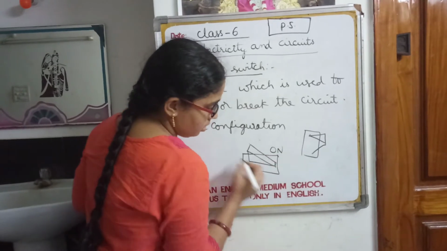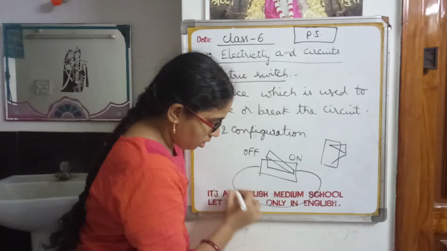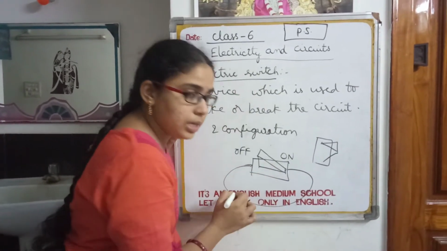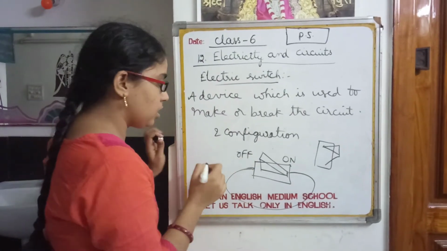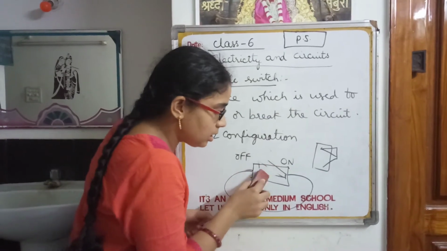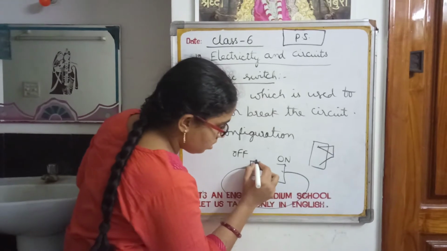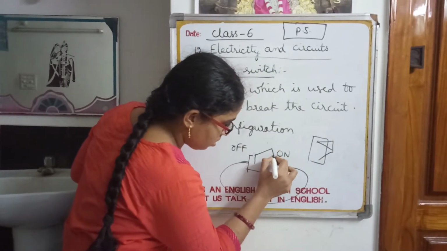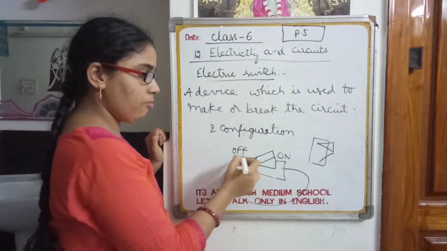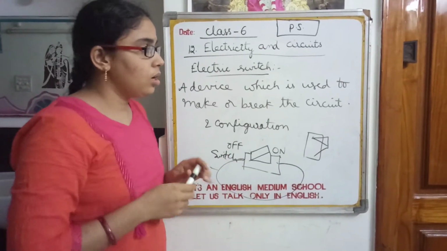So let us consider this is on, this is off. If the switch is in on position, then in whatever circuit it is connected, it allows the current to pass through it. And if the switch is in off position, it doesn't allow current to pass through it. So this is about the switch.